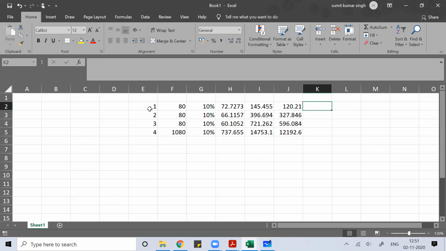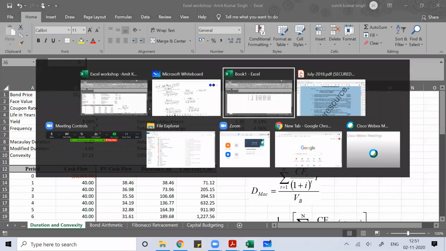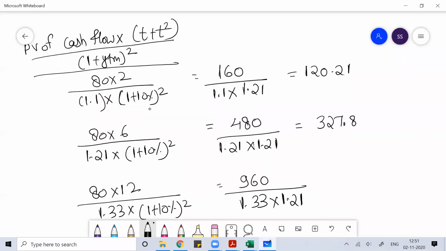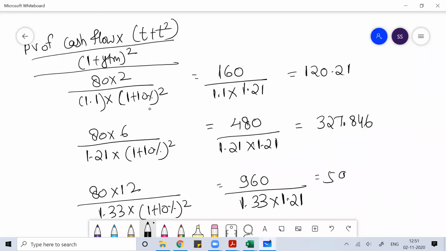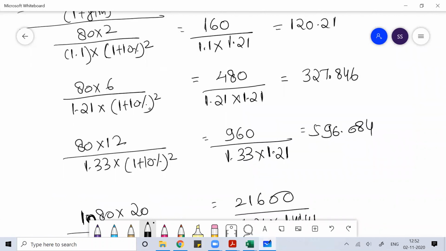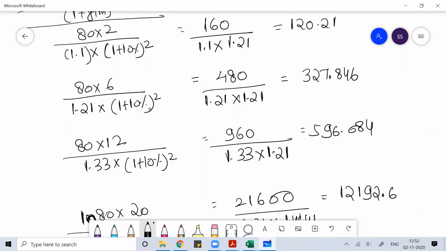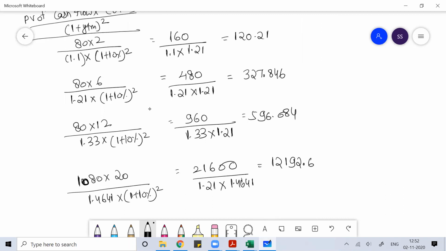So you can see the values: 120.21, 327.846, 596.084, and 12192.6. Everyone, you can check with a calculator if you want.